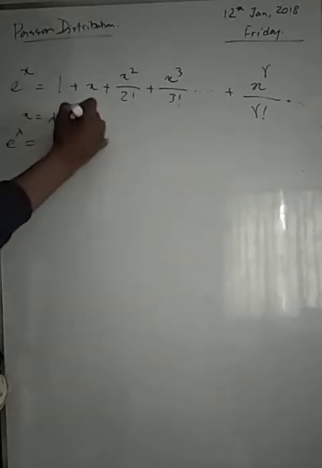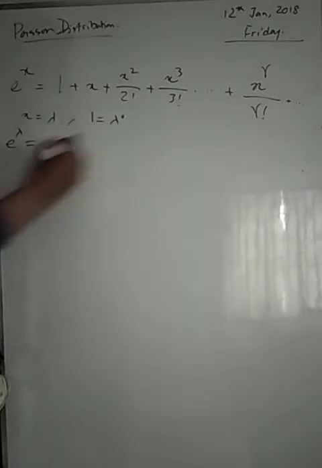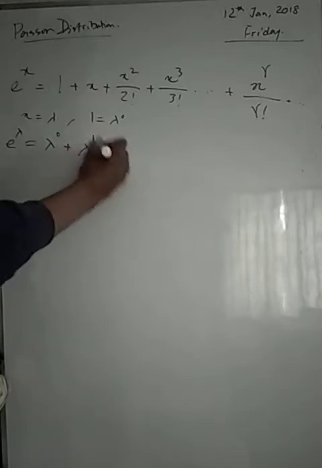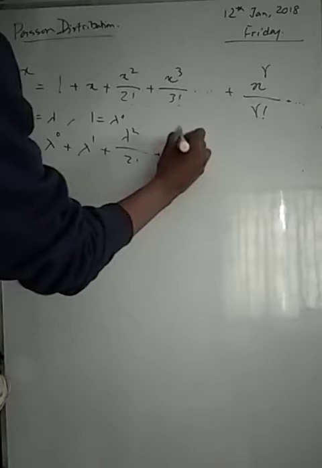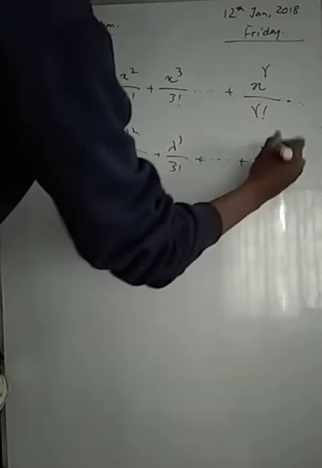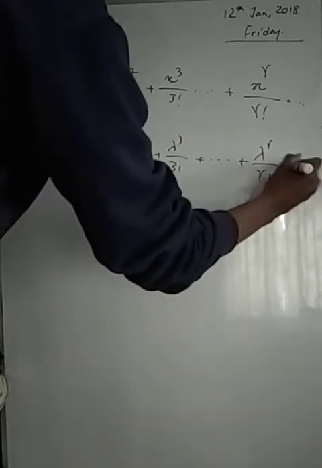If we replace x with lambda, we can write e to the power lambda. Since 1 equals lambda to the power 0, we can write it as lambda to the power 0. We want to keep everything similar. So lambda to the power 1, lambda squared over 2 factorial, lambda cubed over 3 factorial, lambda to the power x over x factorial, and so on, right?